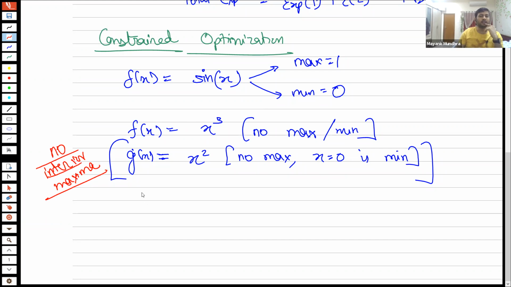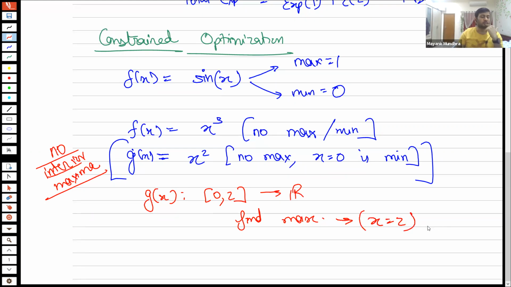But suppose I tell you that g of x is defined on the set 0 to 2, say R, and then I ask you to find the maximum. Then on 0 to 2, g of x has a maxima at x equals 2. On 0 to 2, the maximum possible value of x square is at 2, and that is equal to 4. So when I constrain the domain of a function, then I can find a maxima for this thing.